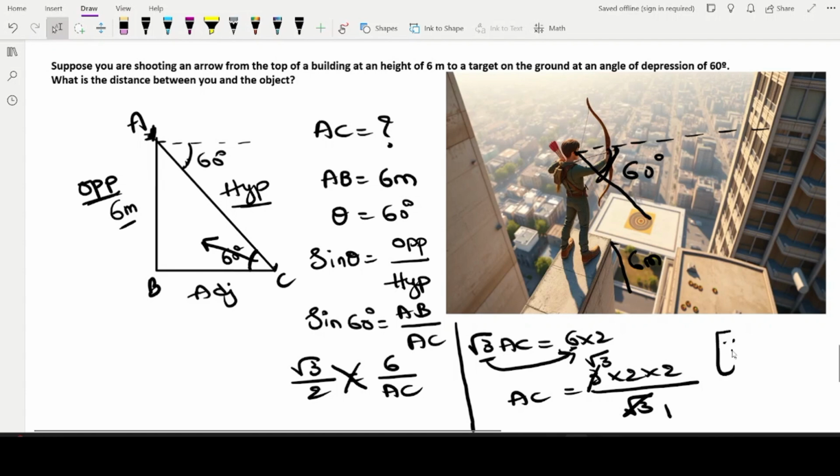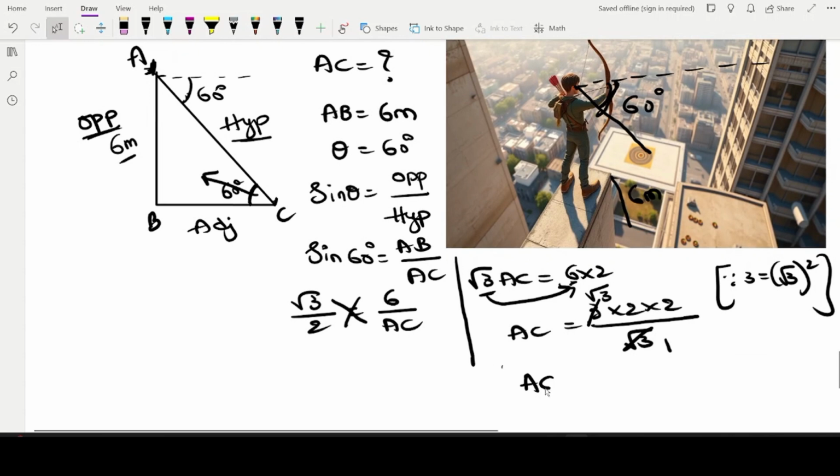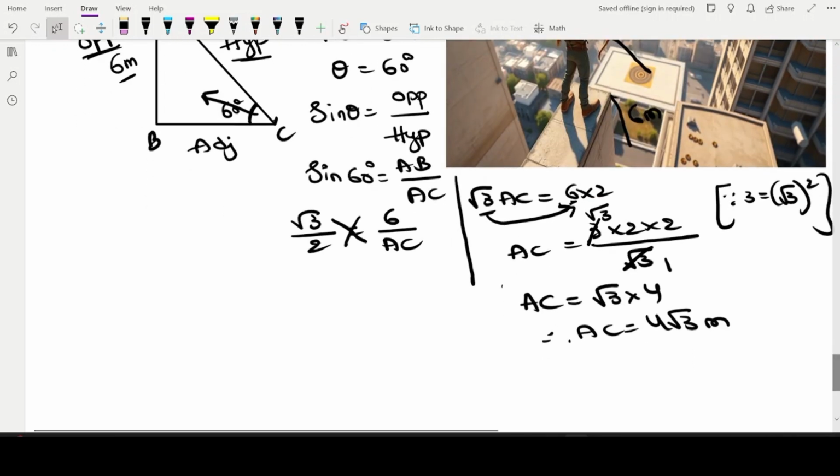We discussed earlier that you can write 3 as root 3 whole square. So one root 3 and one root 3 get cancelled and you are left with root 3. AC equals root 3 into 2, which is 4. So therefore AC equals 4 root 3 meters. So the distance between A and C will be 4 root 3 meters.